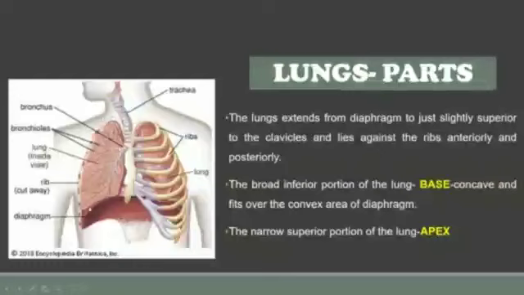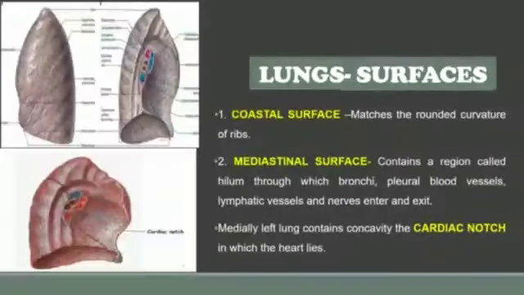So in this slide, the lungs extend from the diaphragm to slightly above the clavicle, and the broad inferior part, you call it the base of the lung, whereas the narrow superior part, you call it the apex. The base is concave in shape in order to accommodate the convex surface of the diaphragm. Now, we will see the surfaces of the lung. When you learn the surfaces, it has two surfaces, that is costal surface and mediastinal surface.